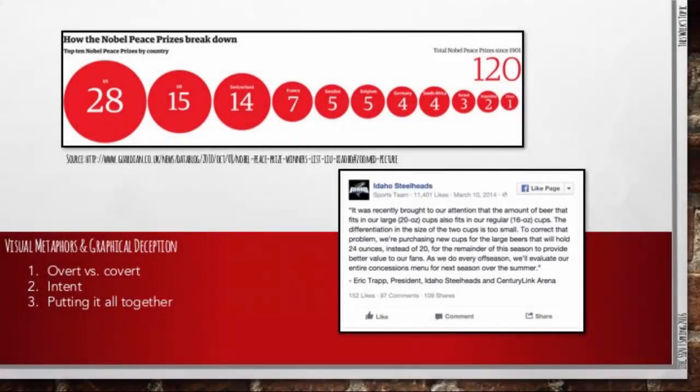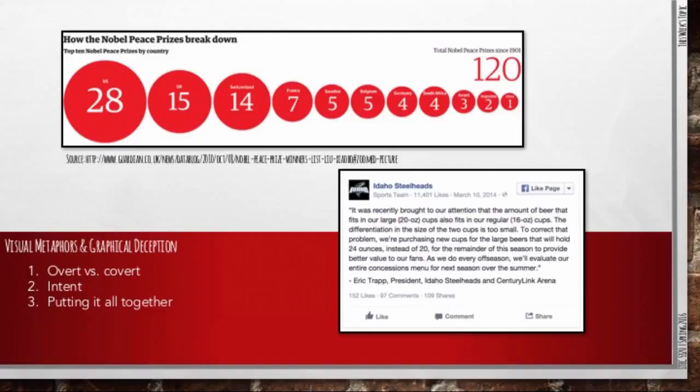Okay, gang, we're continuing this conversation about graphical deception, and we talked about this a little bit with media outlets that have been known to purposefully, in some cases, not so purposefully in others, deceive with graphical representation. So that's where we want to talk about the overt versus covert attempts at graphical deception. Is it intentional or is it a mistaken design?